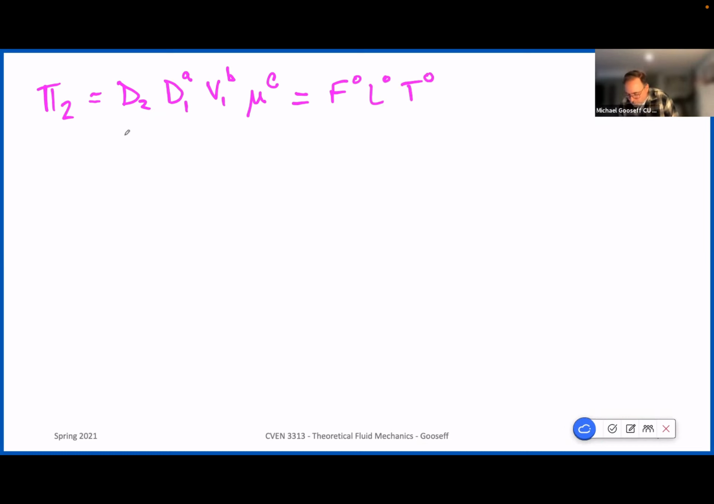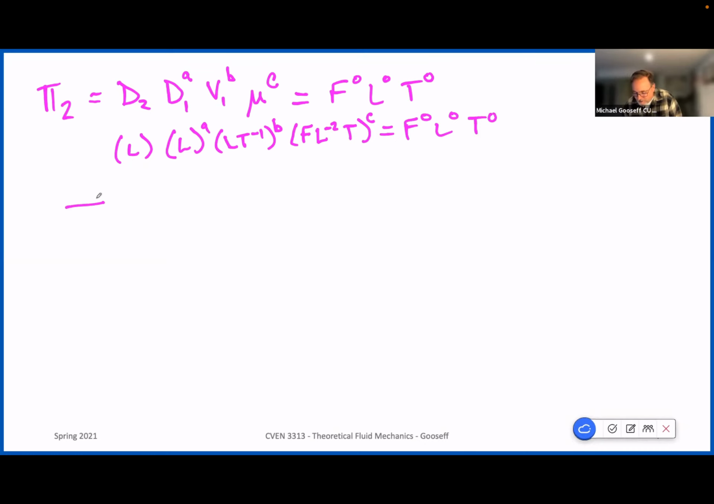And what this comes out to in dimensions is L times L to the A times, let's see, L T to the -1 raised to the B power. And what do we have? This is mu, in force, lengths per length squared, time, raised all to the C power, is equal to, again, F to the 0, L to the 0, T to the 0. And what you should find is that A comes out to be -1, B comes out to be 0, and C comes out to be 0.